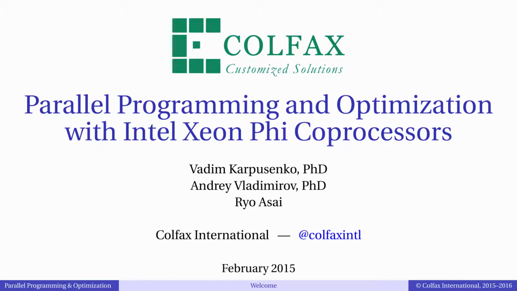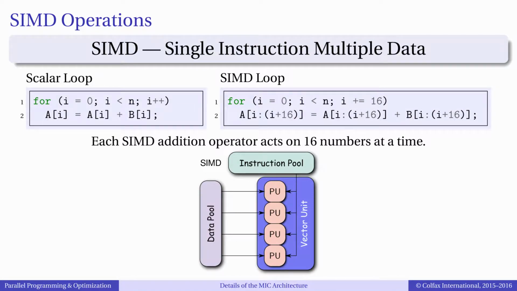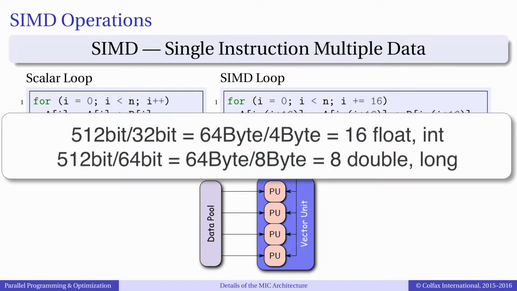In this third episode, we will introduce vector instructions and discuss instructions that are supported on the Intel Xeon Phi coprocessors. Vector instructions in Intel architectures are a class of parallel operations which can apply one instruction to multiple data elements for greater throughput. In Intel Xeon Phi coprocessors, vector registers that contain data for the vector instructions are 512-bit wide. This means that each core can process 16 single-precision data values, 16 32-bit integers, or 8 double-precision data points, or 8 long integers at a time.